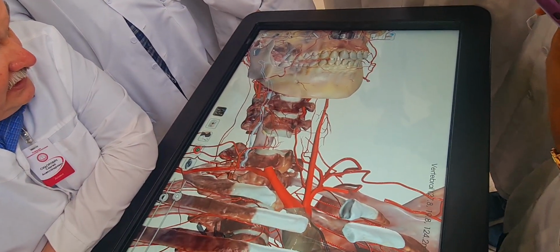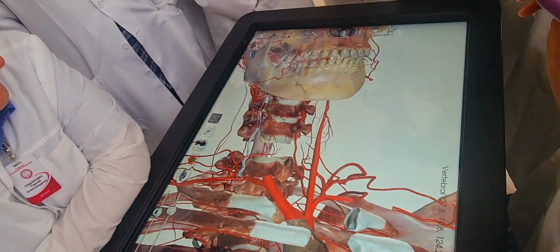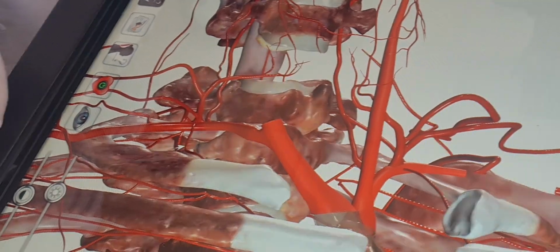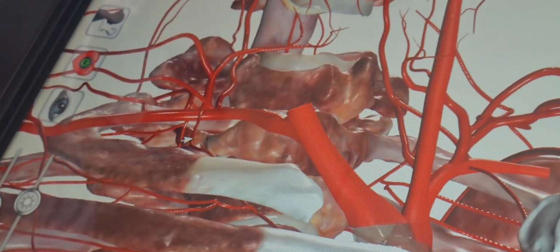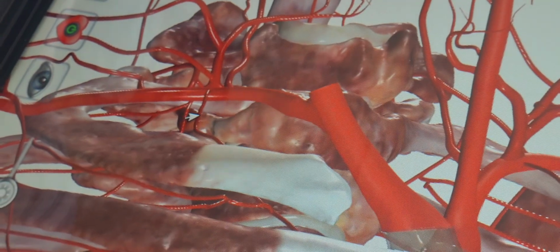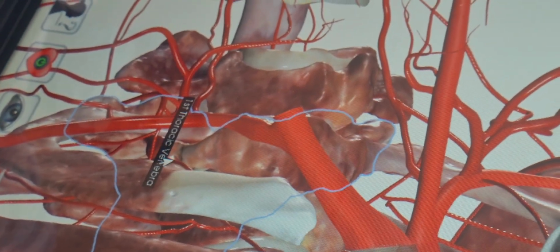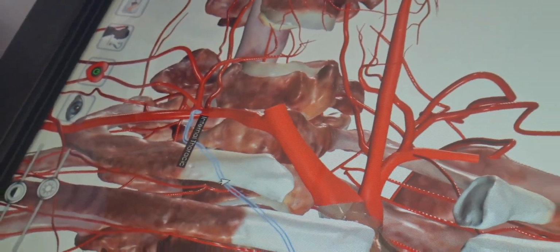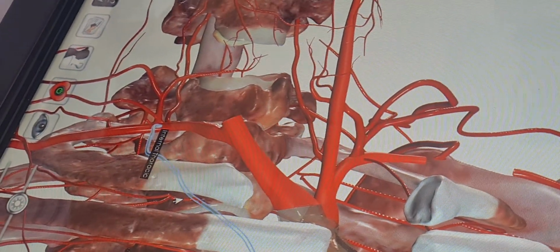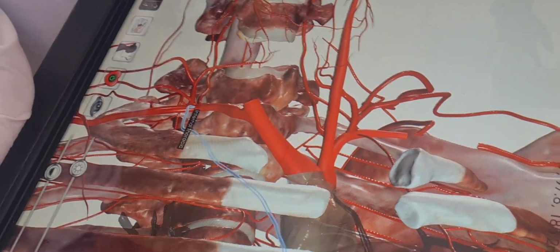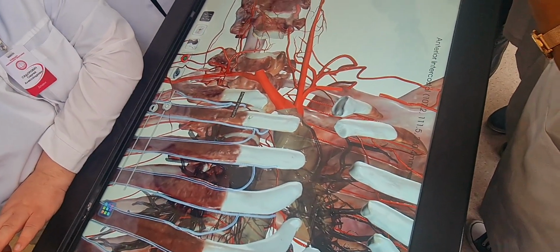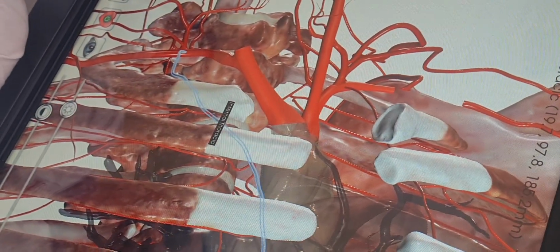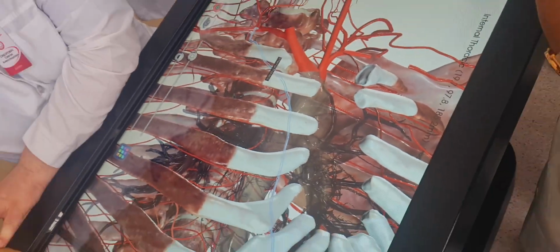Now, what else? Here it is thyrocervical trunk, truncus thyrocervicalis. And here it is internal thoracic artery, arteria thoracica interna. And this artery gives arteria intercostalis anterior. They go to intercostal spaces. Arteria intercostalis. Then what else? Internal thoracic artery. Here it is.